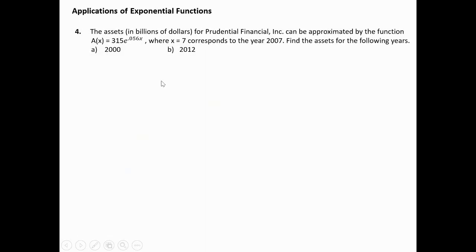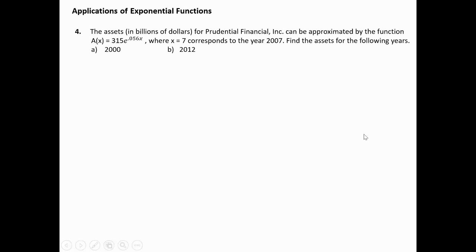Now, how do you apply exponential functions in real life? This is example number 4. The assets in billions of dollars for Prudential Financial Incorporated can be approximated by the function A(x) equals 315 e to the 0.056x.